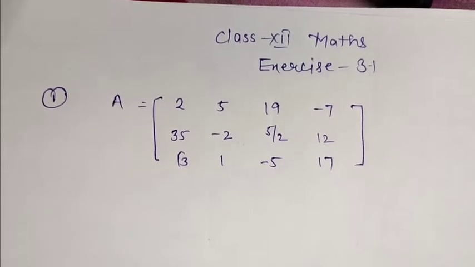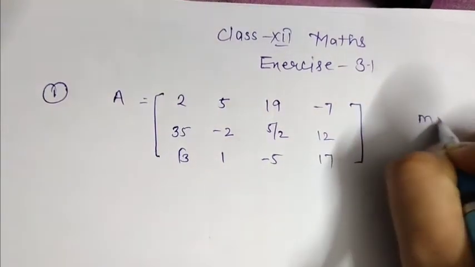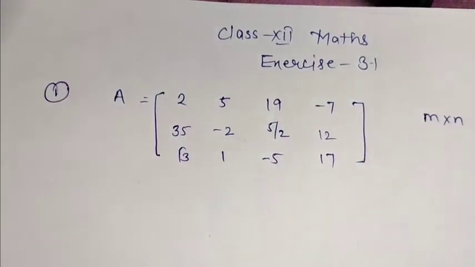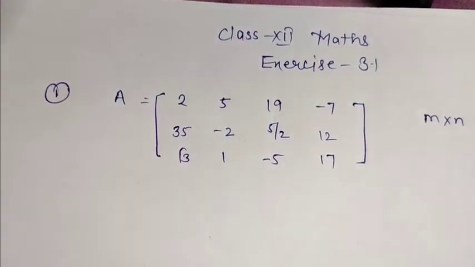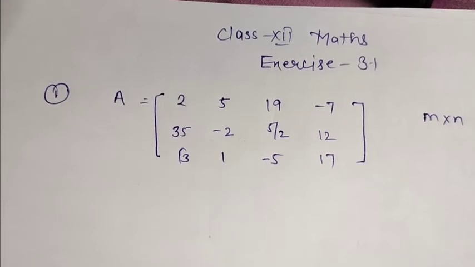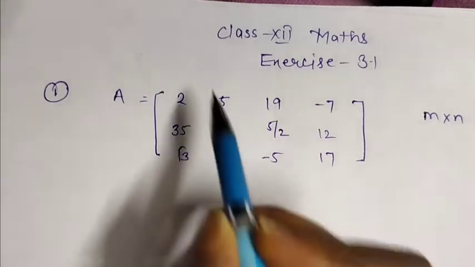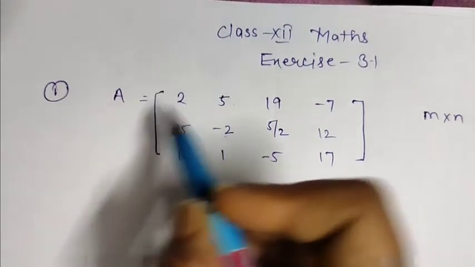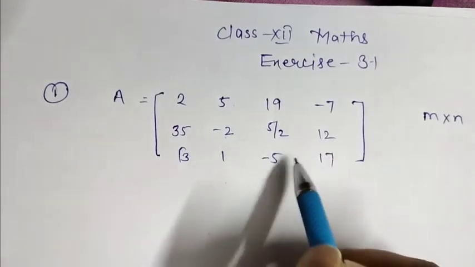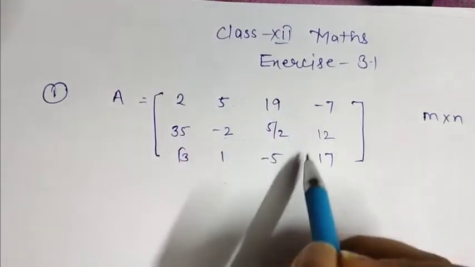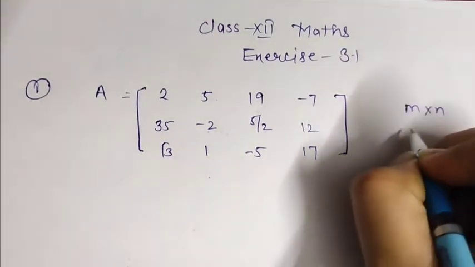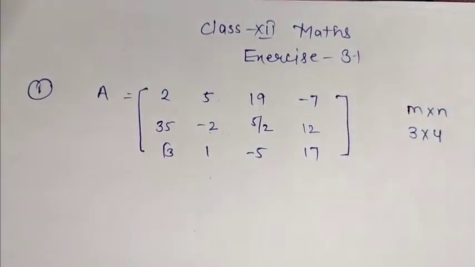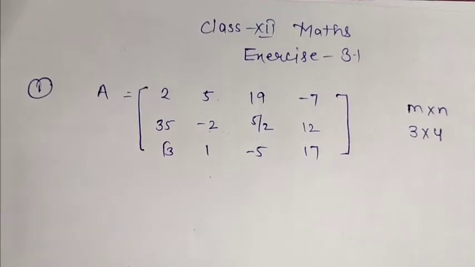As you know, the order of the matrix will be equal to number of rows by number of columns. We can write the order of a matrix in m by n form, where m is the number of rows and n is the number of columns. By looking at the matrix, we can easily say there are 3 rows, 1, 2 and 3, and we have 4 columns. So we can say the order of the matrix is 3 by 4.